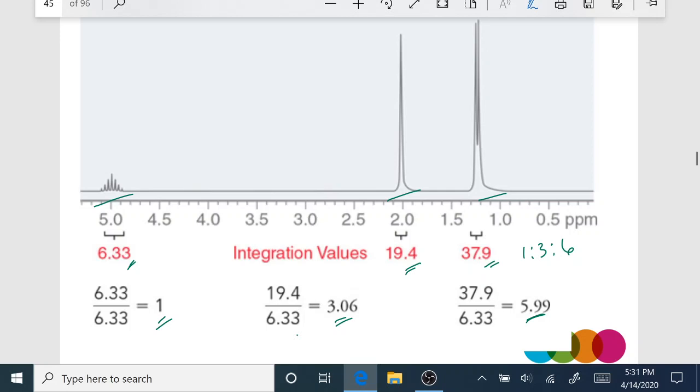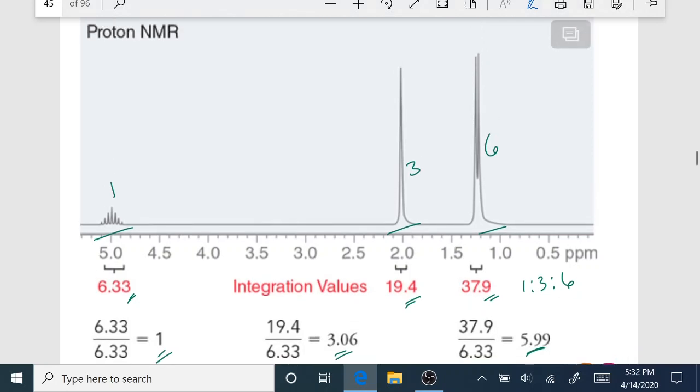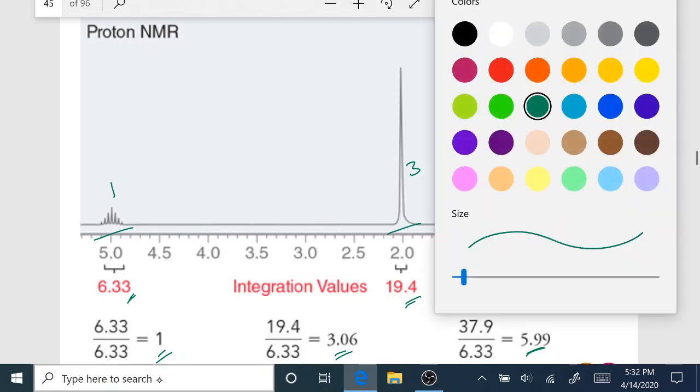So what does that mean? This signal has 1 hydrogen associated with it. This next signal has 3 hydrogens associated. The next signal has 6 hydrogens associated with it. Or we may need to double that. It may be 1 to 6 to 12. Likely, this is the actual number that we have.